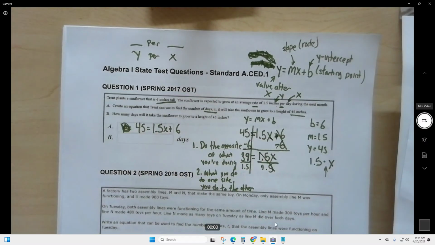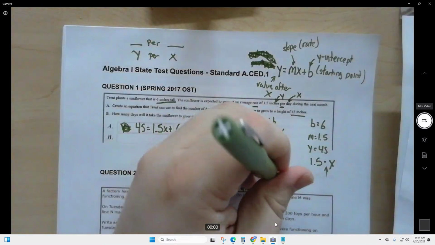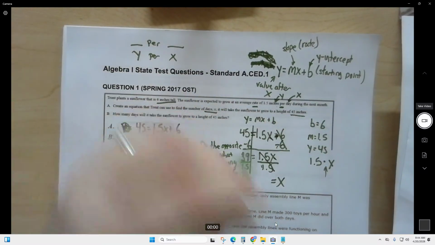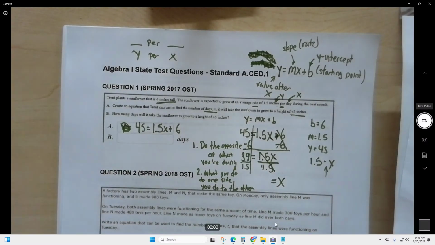So 1.5 divided by 1.5 is 1. That cancels that out. That leaves you with x equals. You do 39 divided by 1.5.